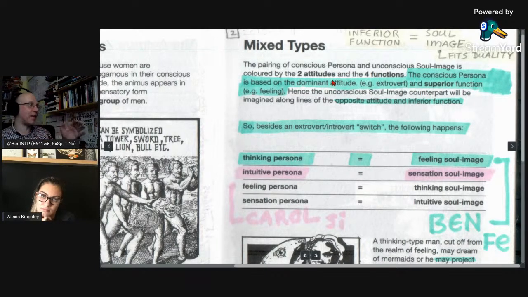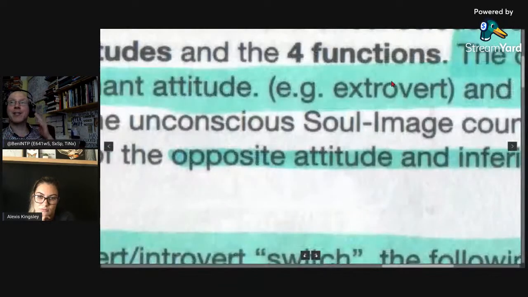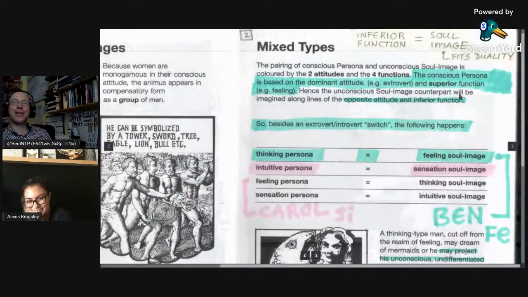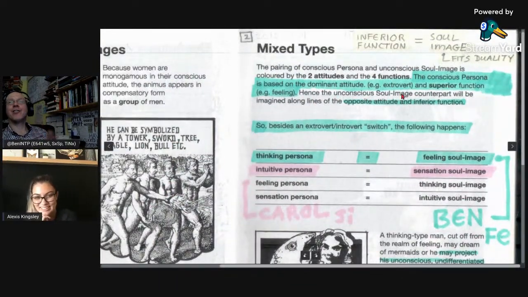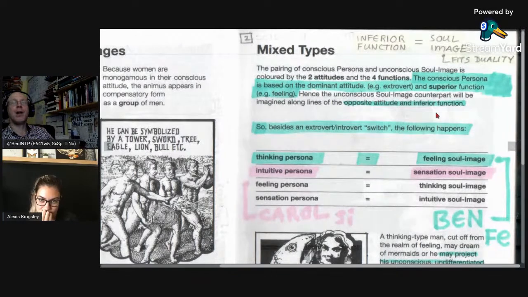Now Vanderhoek would say it depends, and so he's got that counter nucleus, and he would say when it's conscious, it's called a polarity, which is a different concept from polar in Socionics, which is short for place of least resistance. The conscious persona is based on the dominant attitude, e.g., extravert, and superior function, e.g., feeling. Hence, the unconscious soul image counterpart will be imagined along the lines of the opposite attitude and inferior function. So, if NI is dominant for you, then the inferior function should be SE.